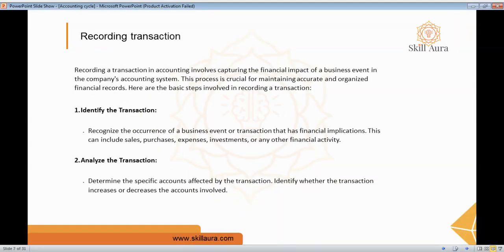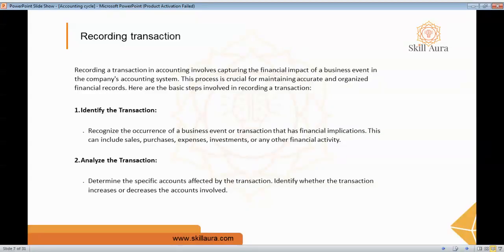Let's understand one by one. We'll go through recording transactions. Here it is the second step in the accounting cycle. The first one is identifying the transaction and analyzing the transaction. As you know, we have to identify, for example, what kind of financial activity or event affects the company's accounts, like sales, or it might be purchases, or it might be expenses or payments, like that. We have to identify the transaction.